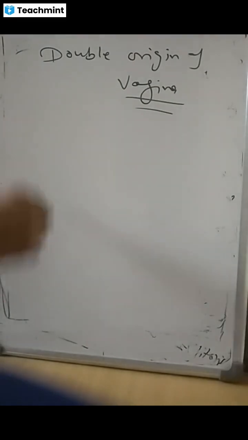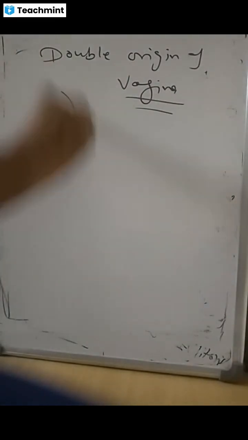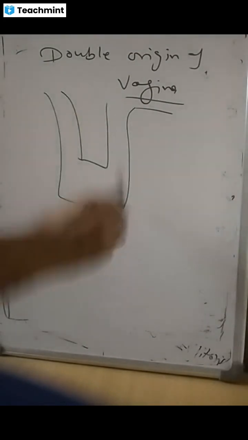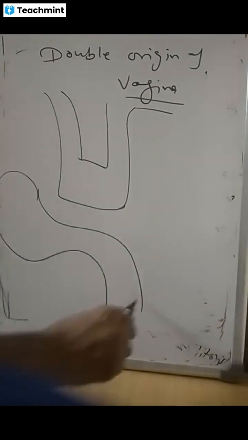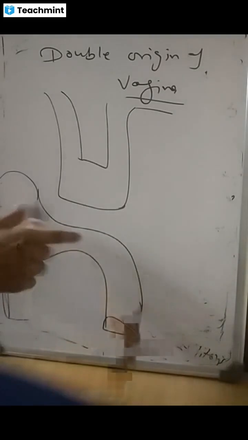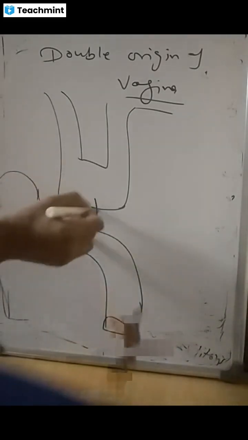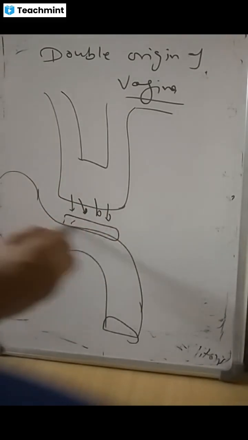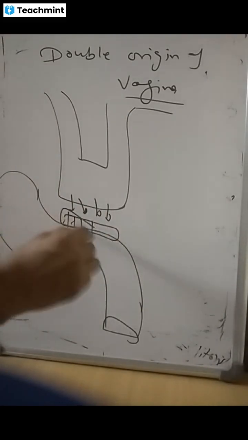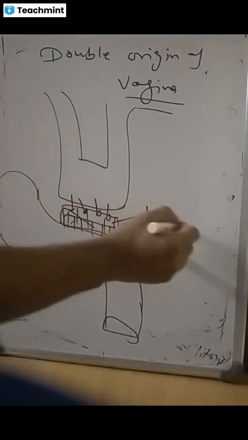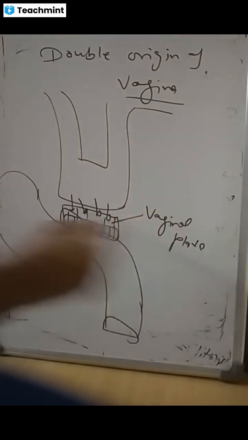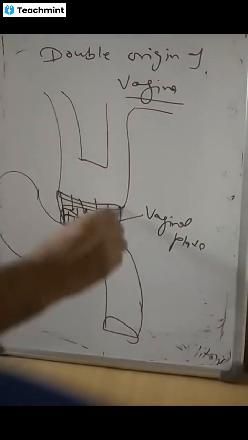Then the origin of the vagina: double origin. What is the meaning of double origin? Here these two paramesonephric ducts fuse and they come to the urogenital sinus. They will send some signal and this part will proliferate. The urogenital sinus part will form vagina.